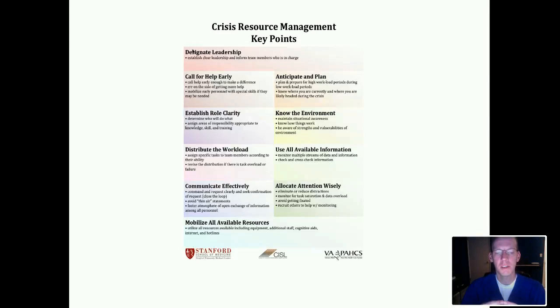anticipating and planning, preparing for a crisis before the crisis occurs, knowing where you are and where you're likely headed in a crisis, knowing your environment, maintaining situational awareness, understanding the strengths and vulnerabilities in the environment, using all available information, cross-checking your information, allocating your attention wisely, eliminating distractors, and mobilizing all of your resources, including cognitive aids.